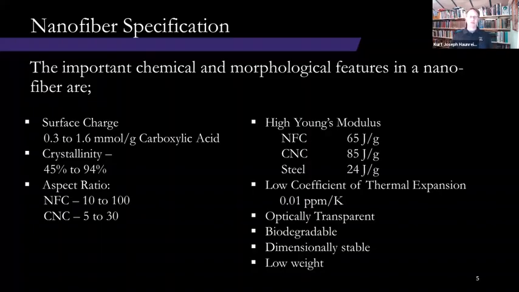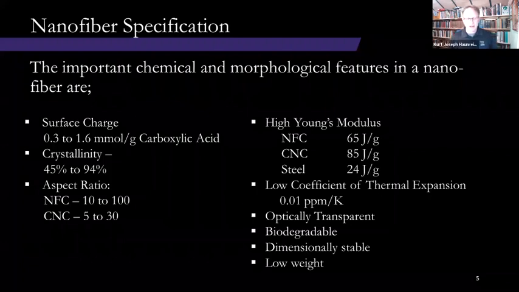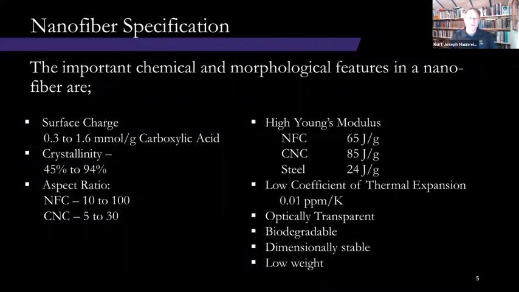Same with crystallinity. I already mentioned that. You'll see crystallinity in the range of 45% to 94%. And this honestly is an entirely other lecture. If you want to get me on my soapbox, I'll talk about crystallinity until you are bored to tears. But 45% would indicate what? Chemical or mechanical? Mechanical, right? It's more broken down.